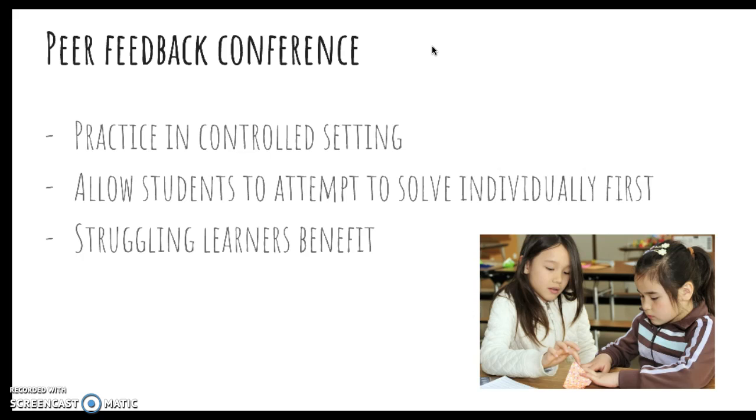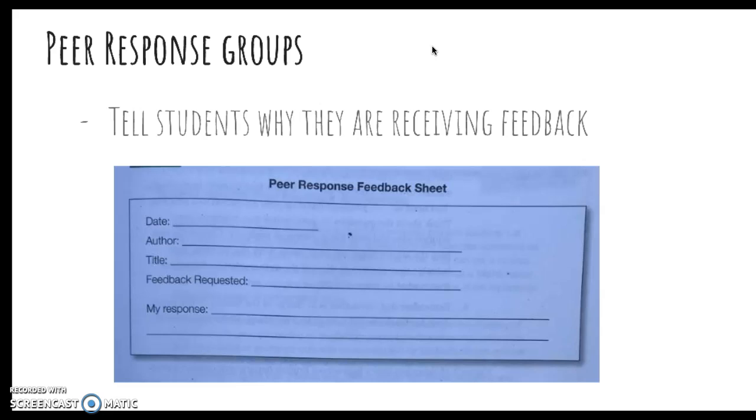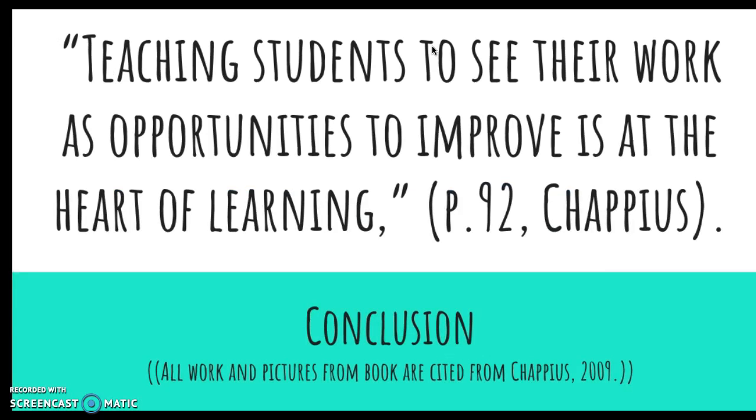Peer feedback conferencing, you want to practice this in a controlled setting. Don't just let your students go off and try to do it because they may not do it properly. Allow them to attempt to solve individually first, like I discussed before, and it really said in the book that struggling learners really benefit from this. You can also do peer response groups. Tell students why they are receiving feedback, and here's a feedback sheet from the book that I took just as an example. It says the feedback requested and then response, and the date, the author, and the title.